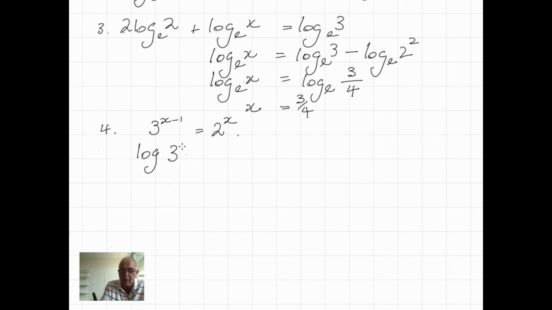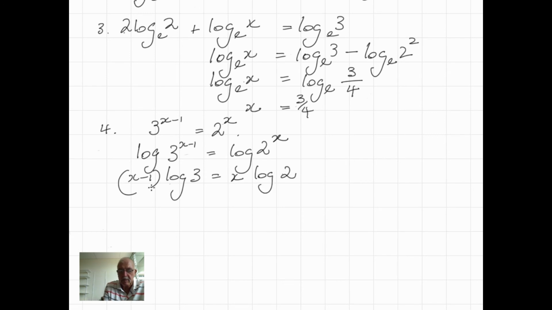So log of 3 to the x minus 1 equals log of 2 to the x. Once again, our properties mean if you've got a power with the number here, the power can come out the front. So you've got x minus 1 times log of 3 equals x log of 2. I'll remove the brackets and I've got x log 3 minus log 3. Multiplying log 3 times x, you get x log 3, and then log 3 times 1, you get that, equals x log of 2.